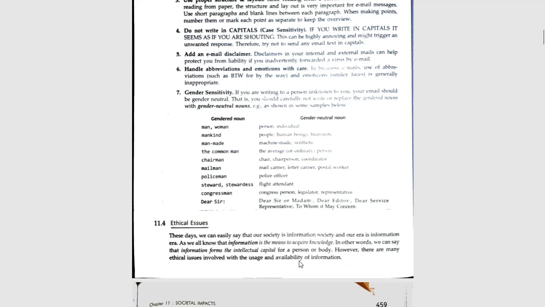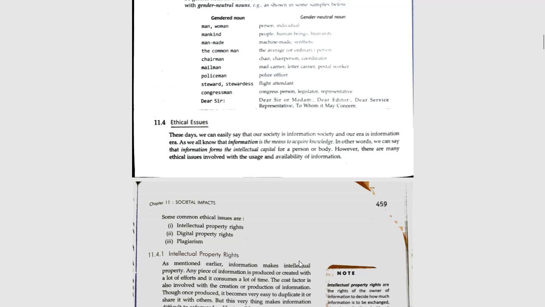So obviously, many things are available over the internet. Many data are available over the internet. So there should be a proper ethical use of that information. Okay, it should not be misused in any terms, and it should not be interpreted in such a way that it may harm a particular section of the society. Okay, so all these things come under the ethical issues. Now the common ethical issues are intellectual property rights, digital property rights, and plagiarism.